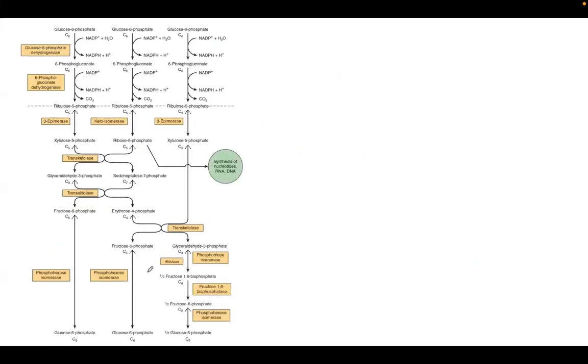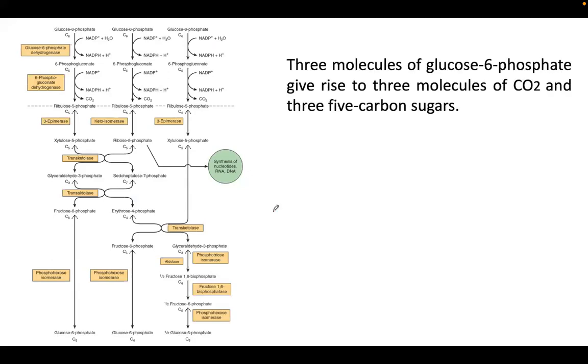So here is a very, very busy illustration lifted from Mother Harper's. It begins with 3 molecules of glucose-6-phosphate. So here's the first molecule. Here's the second. Here's the third molecule of glucose-6-phosphate. So let's label this number 1, number 2, and number 3. There are 3 molecules of glucose-6-phosphate that give rise to 3 molecules of carbon dioxide and 3 5-carbon sugars.